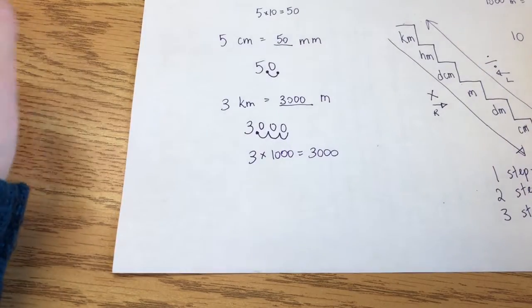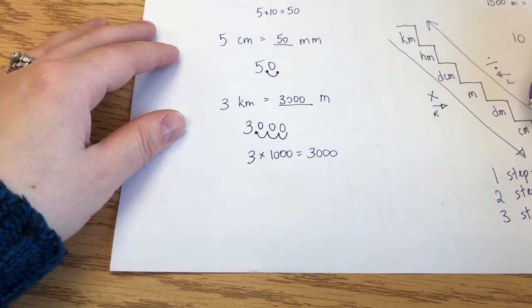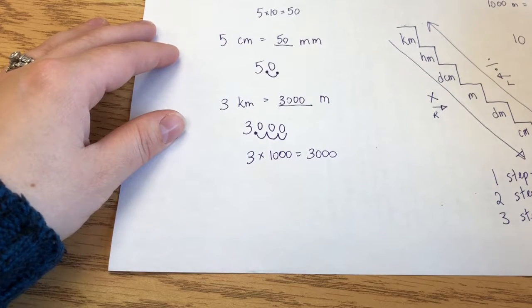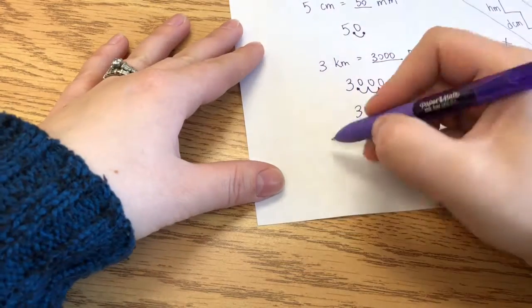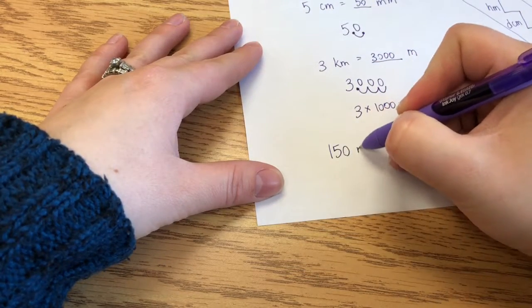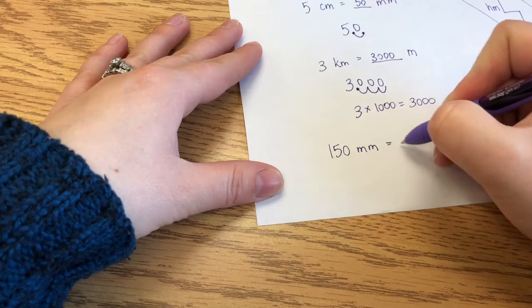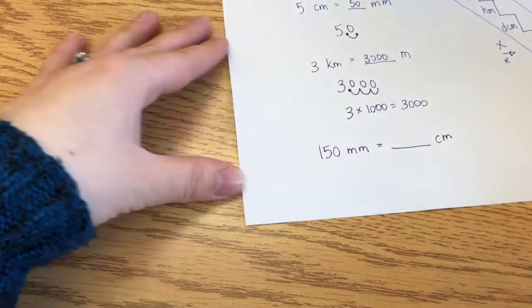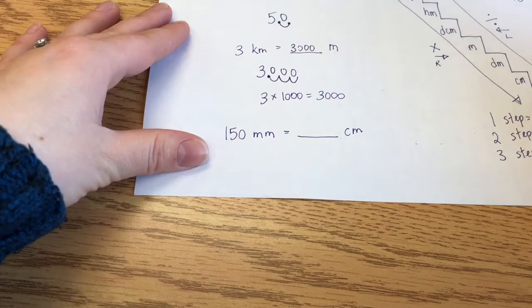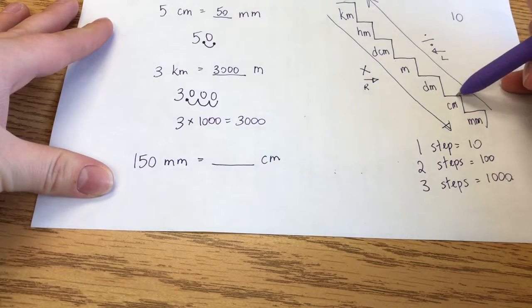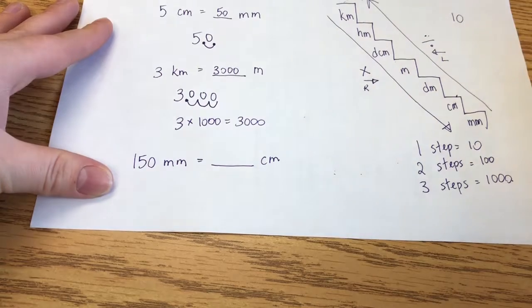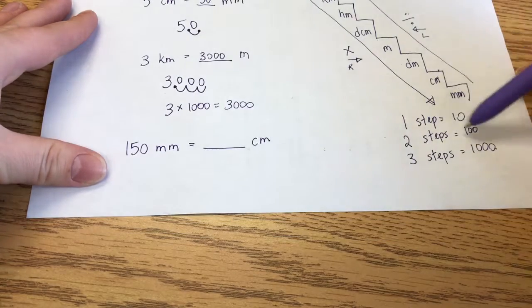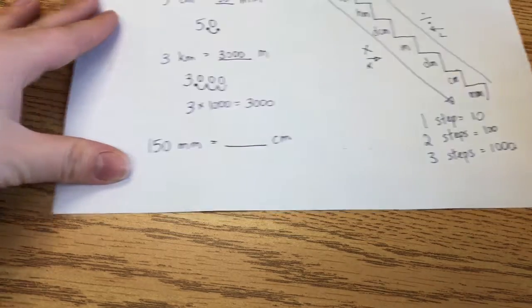So those are how you increase your measurements. Let's look at decreasing our measurements, or making them smaller, because we're going from a small unit to a large unit. So let's say, for example, we have 150 millimeters and I want to figure out how many centimeters that is. So I'm going from millimeters here to centimeters, so I'm going up, which is dividing or sliding my decimal to the left. We're going up one step, so we're just dividing it by 10.